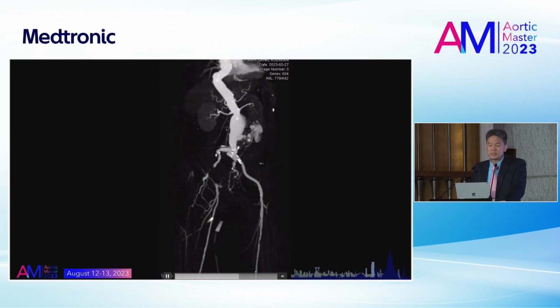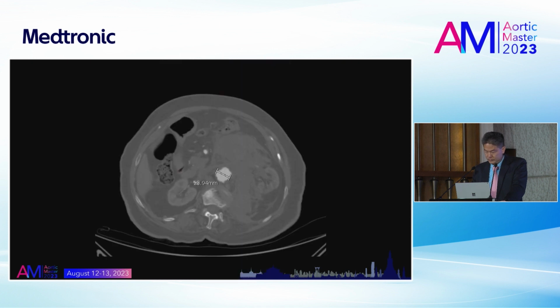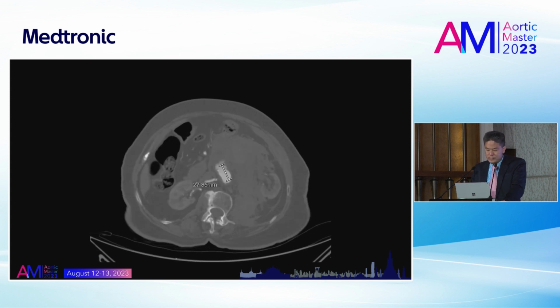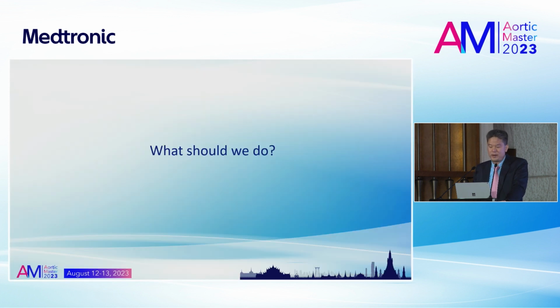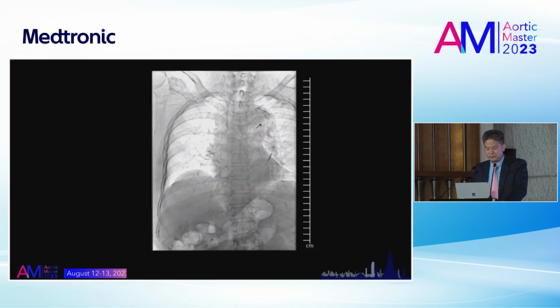You can see the right external iliac artery is occluded. The neck is 24 millimeters and the neck length is about 27 millimeters, so it's suitable for endovascular aneurysm repair. So what would you do? Some people would choose to do an open repair. Some people would choose to do an AUI. So we chose to do an AUI, putting in a 28 device and an extension limb.